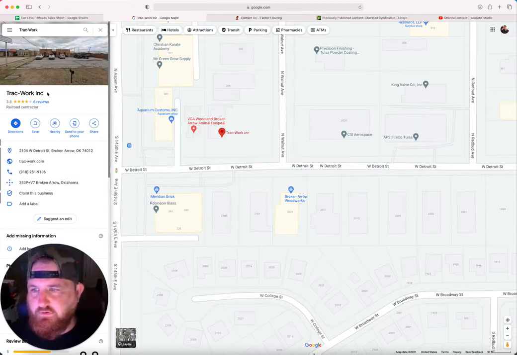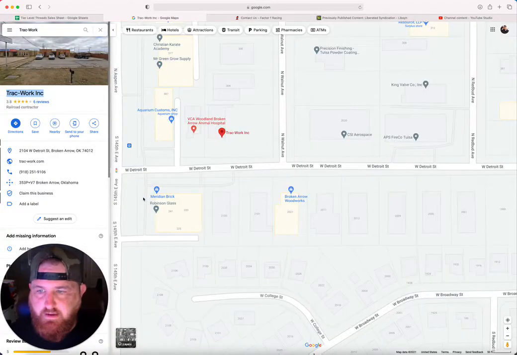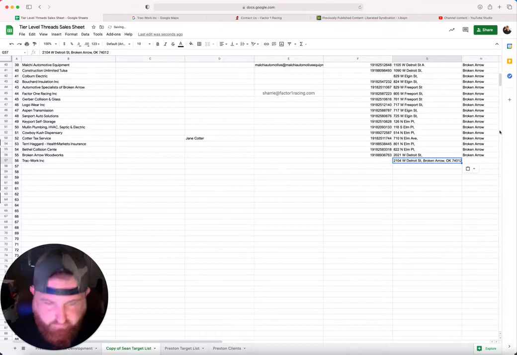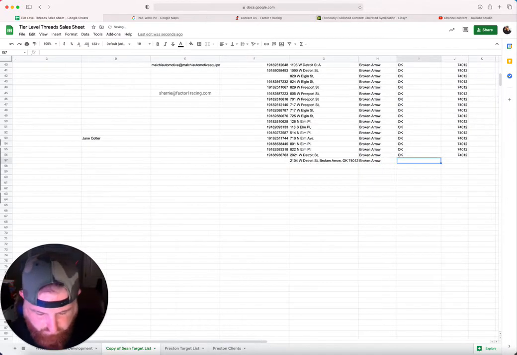So this one is called Track Work Inc. Again, we're looking for anyone that probably has a need to buy apparel. Most of these companies are going to send people out in some type of uniform or t-shirt or polo or something like that. Some businesses are going to be very laid back. Their employees are not going to dress up.